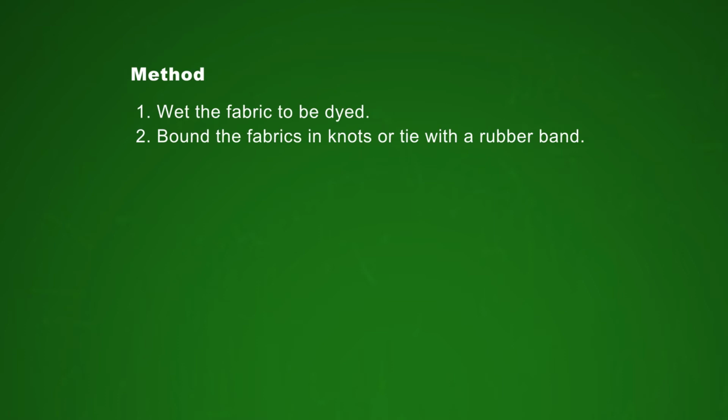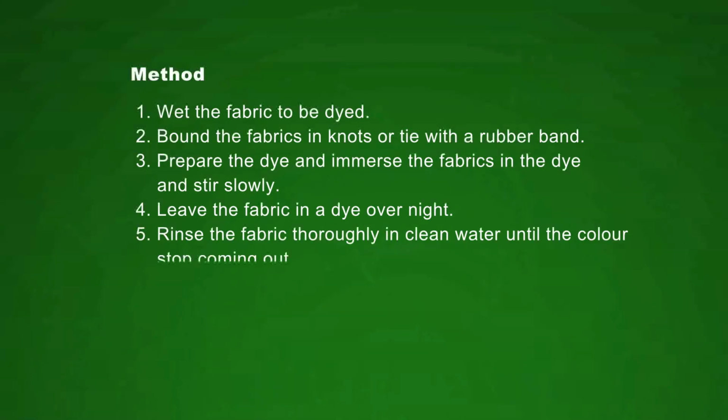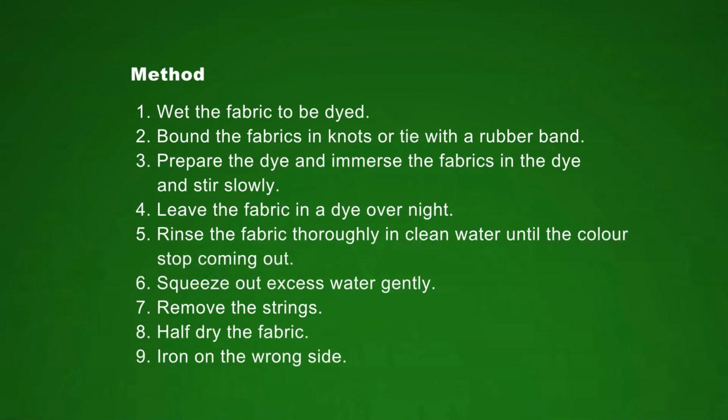Method: wet the fabric to be dyed, bind the fabrics in knots or tie with a rubber band, prepare the dye, immerse the fabrics in the dye and stir slowly. Leave the fabric in a dye overnight. Rinse the fabric thoroughly in clean water until the color stops coming out. Squeeze out excess water gently. Remove the strings or rubber bands. Half dry the fabric and iron on the wrong side.